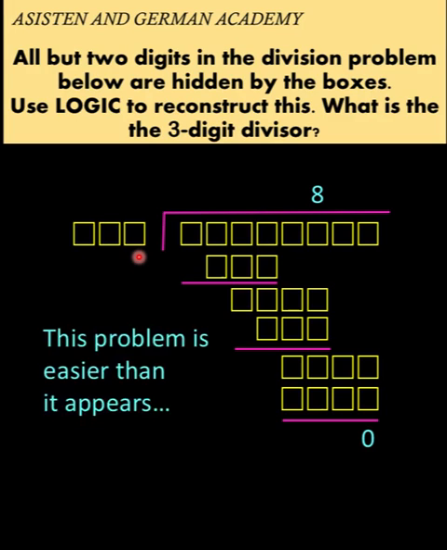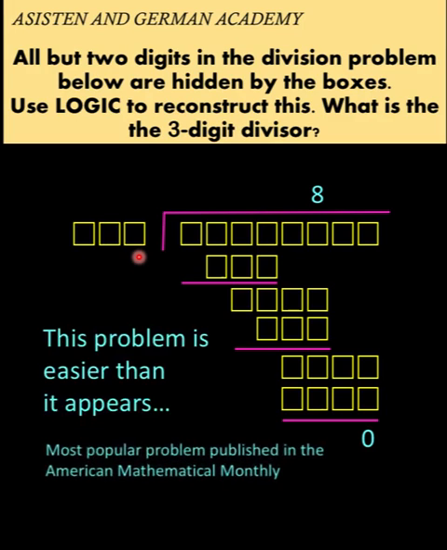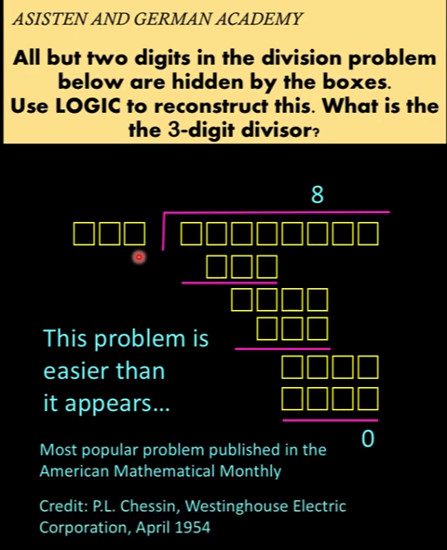This problem is easier than it appears, and this problem is considered the most popular problem published in the American Mathematical Monthly in 1954, and credit to P.L. Chesin from the Westinghouse Electric Corporation. You can pause the video and see if you can solve this math problem.